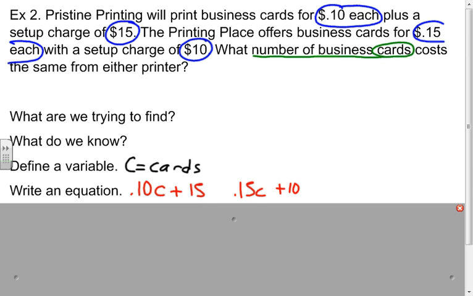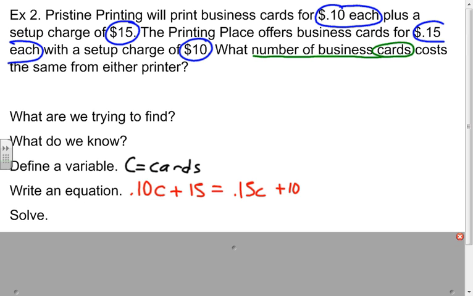Now, if we look at the question again, what number of business cards costs the same? Same cost. Same means equal. So I need an equal sign in there. There is my equation. Now I solve. Okay. I'm going to slide up over here. I'm not going to clear decimals like I did in the last lesson. We can just do it like this.